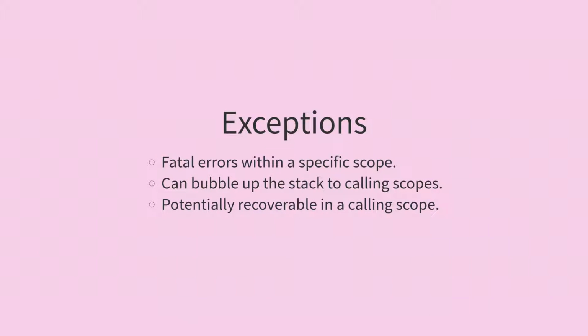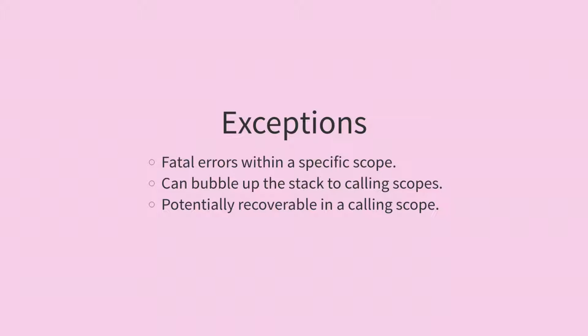If things do go wrong, there are exceptions. And exceptions are basically fatal errors. However, they are fatal only within a particular part of the code, within a particular scope. If one function can't deal with something, it's a fatal error to that function. But the calling function may be able to handle a problem of this type.